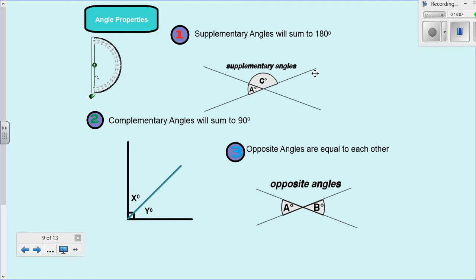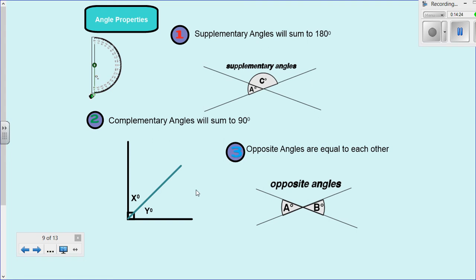Supplementary angles will add up to 180 degrees, meaning the angle on this side of the transversal, which is angle A, plus the angle C that's on the other side of the transversal will add up to 180 degrees.